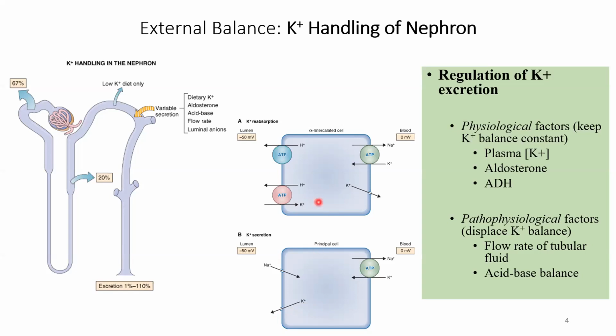However, if you are on a high potassium diet, what would you be doing? You will decrease the working of this cell and increase the secretion by the principal cell to get rid of the extra potassium. So now you understand the overall function of an alpha intercalated cell and the overall function of the principal cell. One is a reabsorber, one is a secretor.